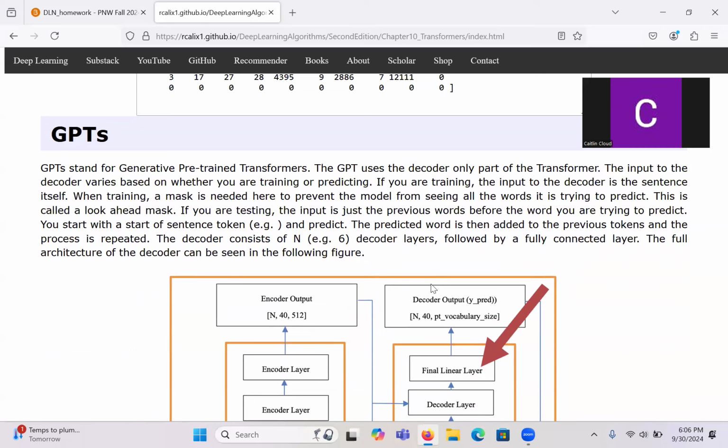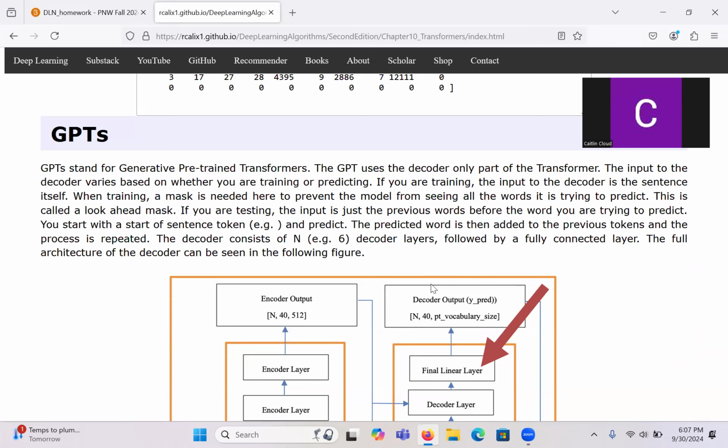As I said, the input of the decoder varies depending on whether you are training or predicting. If you're training, the input to the decoder is the sentence itself. When training, a mask is needed here to prevent the model from seeing all the words it is trying to predict. This is called a look-ahead mask. We use these masks to predict what's coming next. If you are testing, the input is just the previous words before the word you are trying to predict. Keep that in mind because it can be confusing, but you should not be training when you're predicting, right?